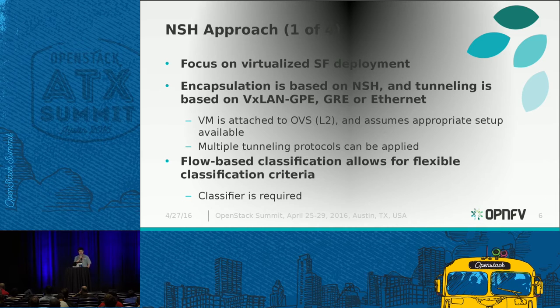So the VM is attached to the OVS in layer 2, and it assumes a proper setup is available and needs to be supported. In the OVS, I think there's a patch already applied to support that. Multiple tunneling protocols can also be applied, in addition to VXLAN GPE, et cetera. And they need the classifier, which is called flow-based classification. That's needed for flexible classification criteria. For example, the classifier usually uses GBP, the group-based policy, for that.